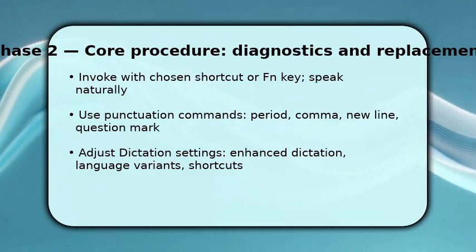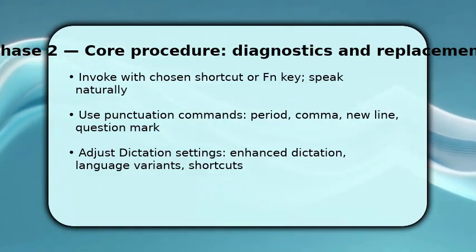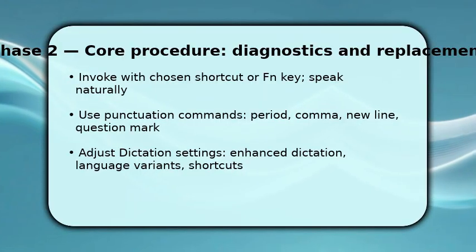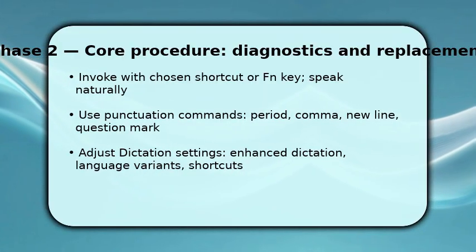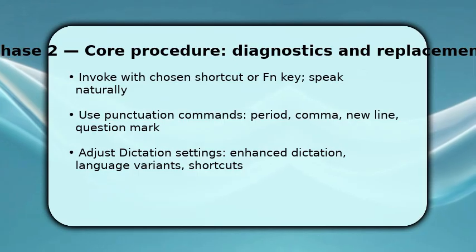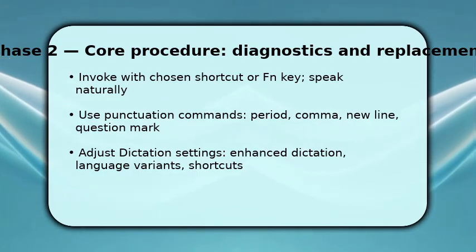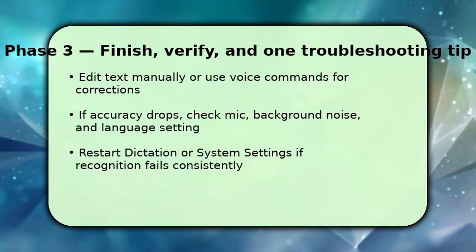If you need better offline accuracy, turn on enhanced dictation in settings and pick specific language variants for accents. Once you practice a few sentences, you'll find when to pause for commas, and you finish by reviewing and editing the transcribed text. Use voice commands for simple corrections and switch to manual editing for complex changes.